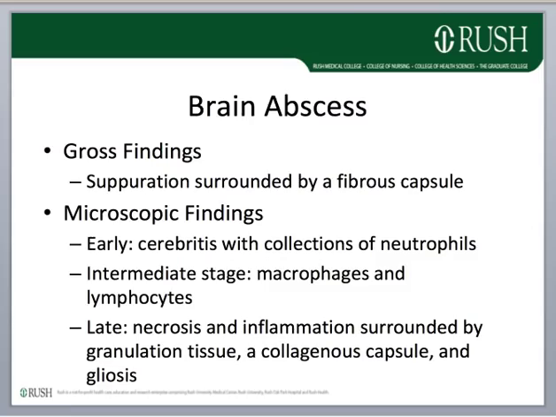Brain abscesses are characterized grossly by areas of pus or suppurative exudate surrounded by a fibrous capsule. Microscopically, they progress through a series of stages. Early, you find cerebritis with collections of neutrophils. In the intermediate stage, the neutrophils are replaced by macrophages and lymphocytes. And then in the late phase, there's necrosis and purulent exudate surrounded by granulation tissue, a collagenous capsule, and gliosis.